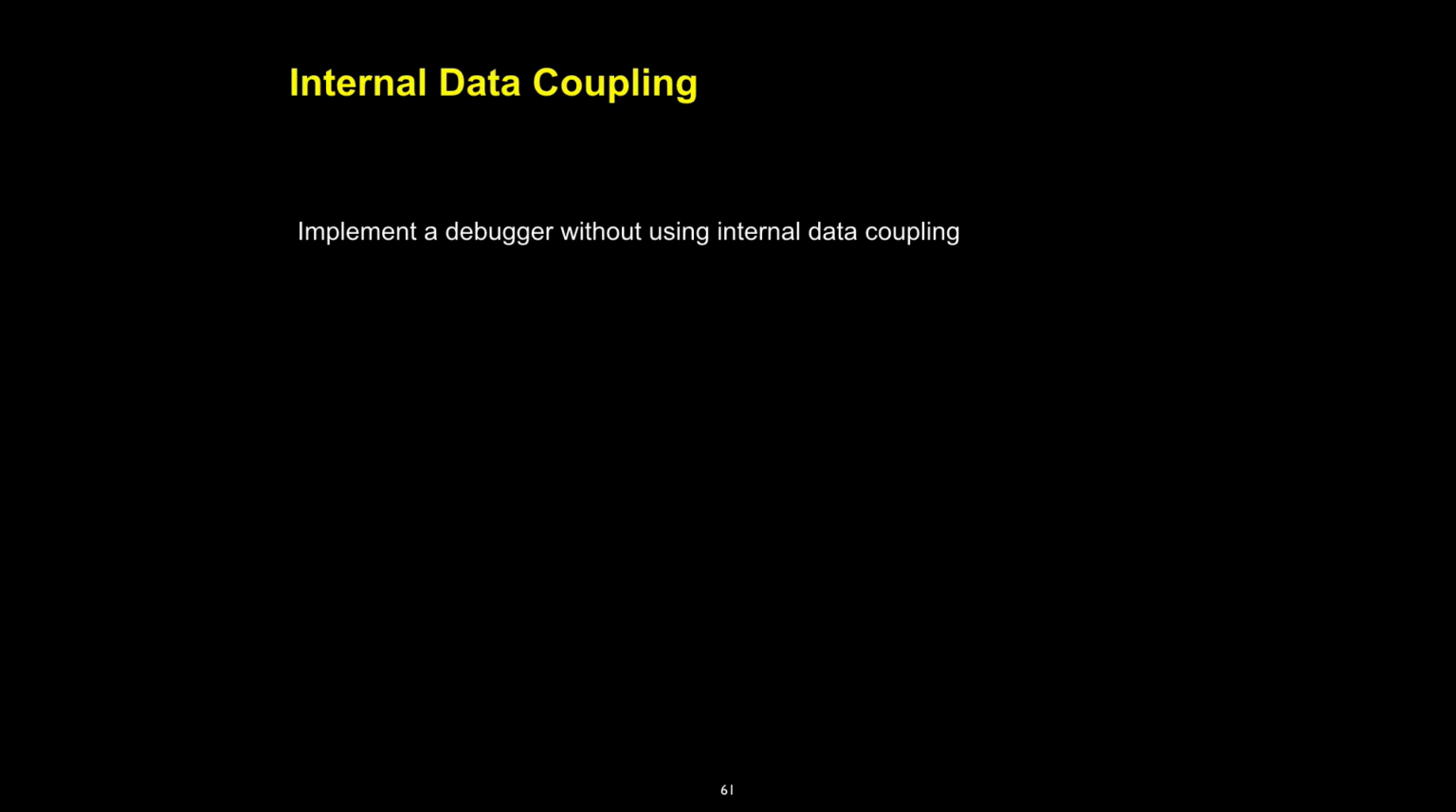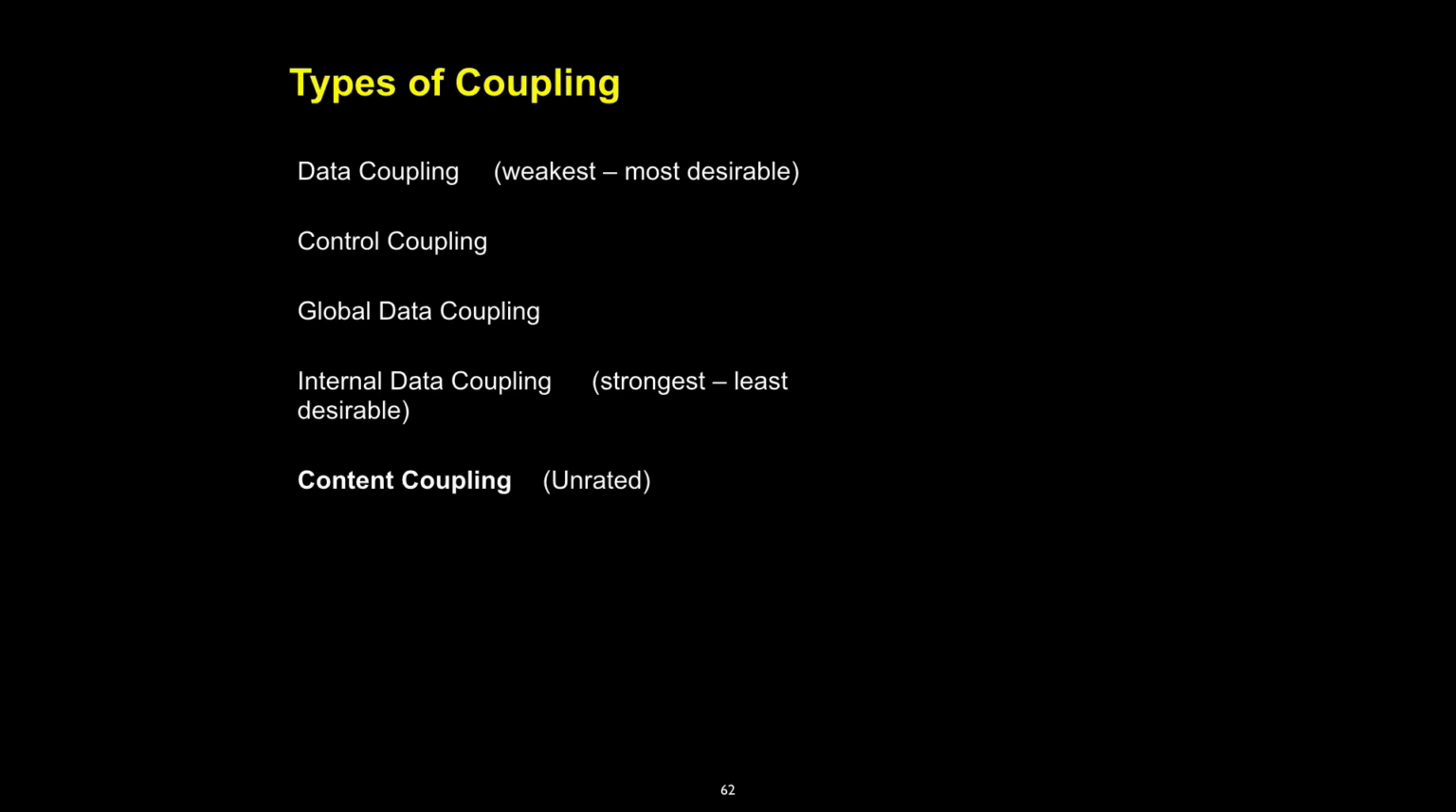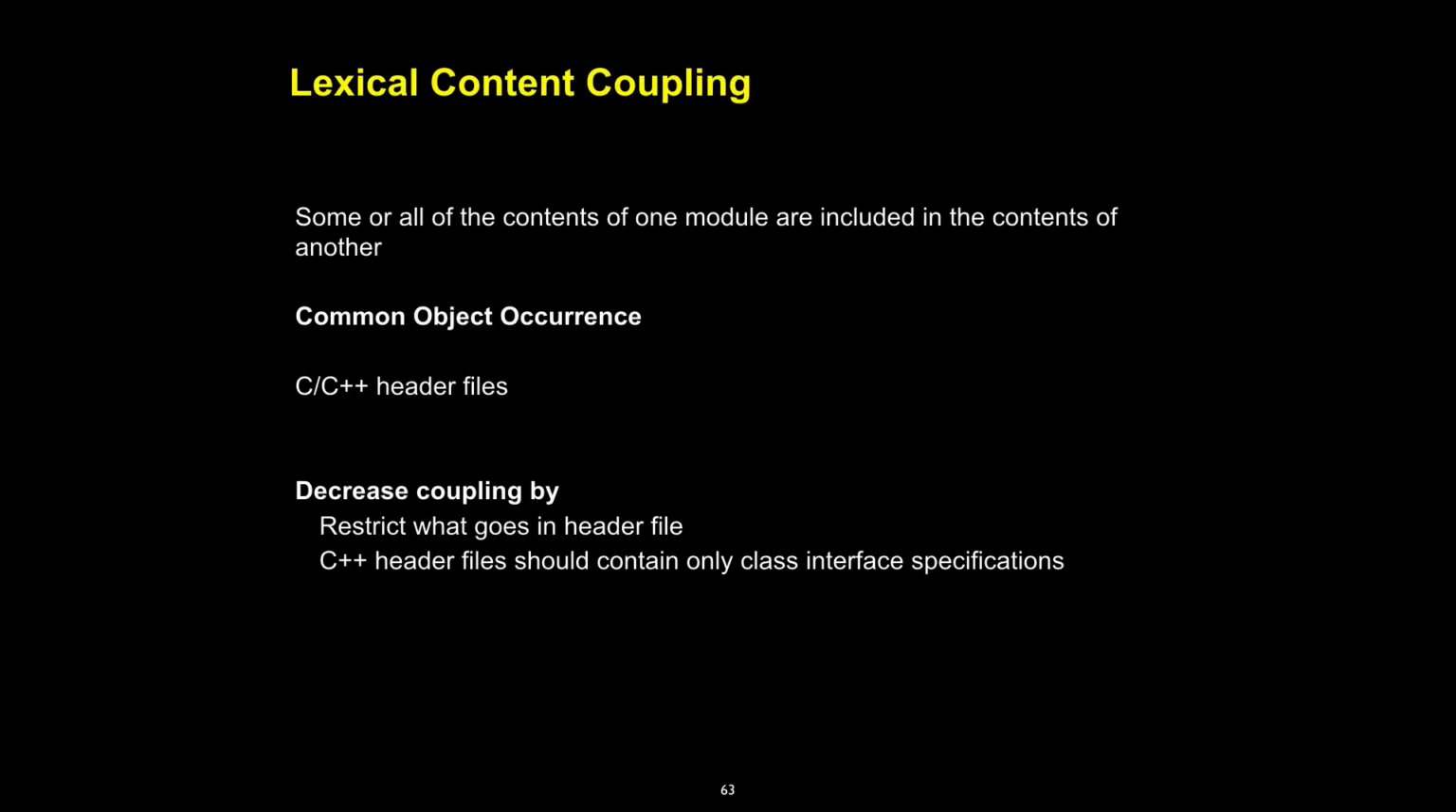It's a major improvement over just print out this, print out that, right? You can step through the program and see what's going on step by step. So even though this is supposedly the strongest and the worst type, we do need it. And there's content coupling: some or all the contents of one file included in another one.